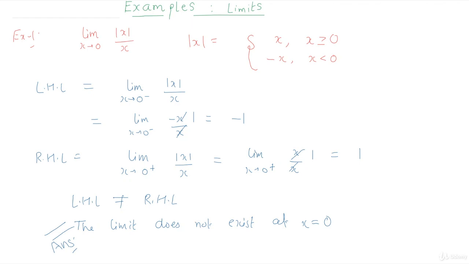Now let's take a look at another example. Our other example will be a little bit complicated now. So we shall start with it. Let's make it a little trigonometric this time. So this will be limit x approaches to 0, and our function is x square plus cosine x. So this is our function where we have to evaluate the limit as x approaches to 0.